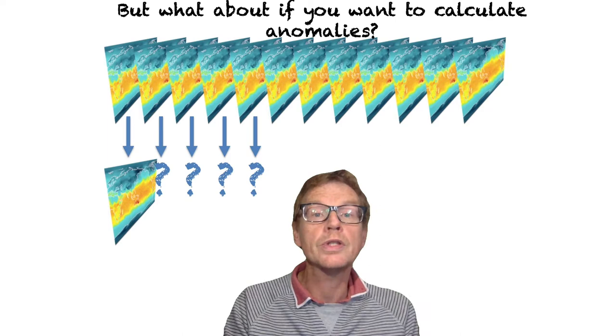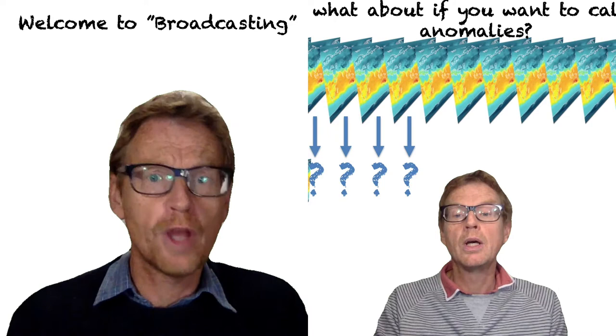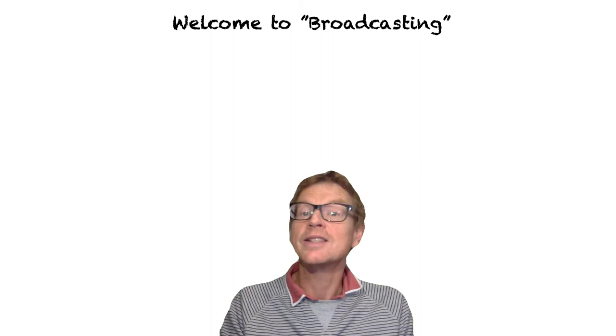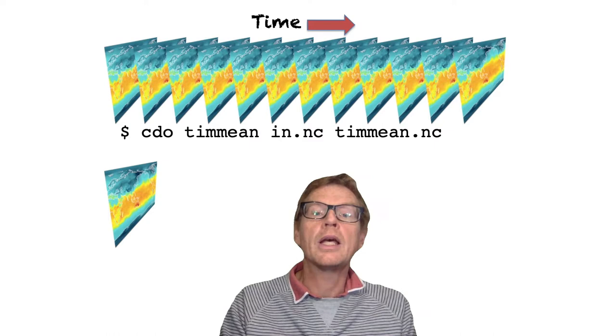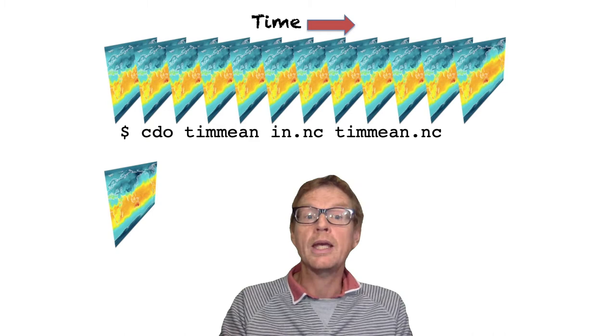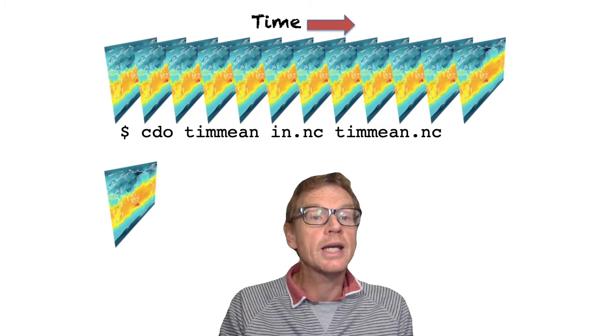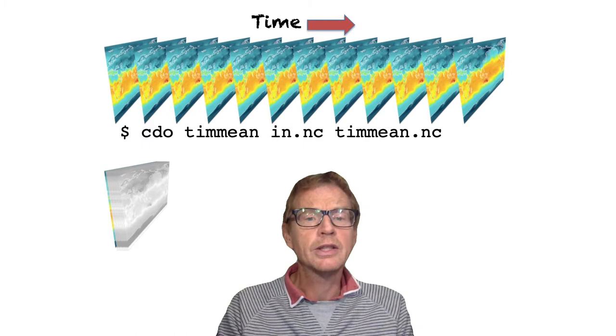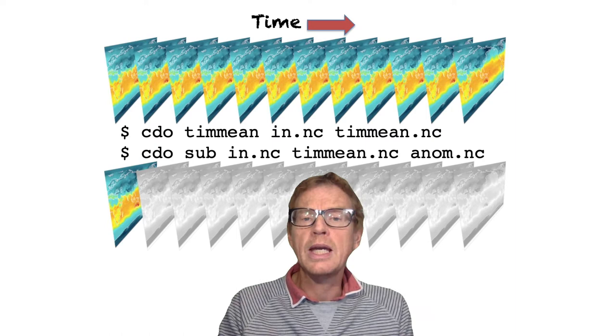So welcome to the art of broadcasting. Broadcasting is a technique whereby we can extend a file in time. What CDO does is it says, oh, hang on a second, the second and the third and the fourth time slices are missing. It broadcasts the existing data. It takes that first time slice, and we can imagine it's duplicating it as ghost slices and spreads these out in time. So that same field is repeated, and you will actually get a message from CDO telling you that it's doing this.